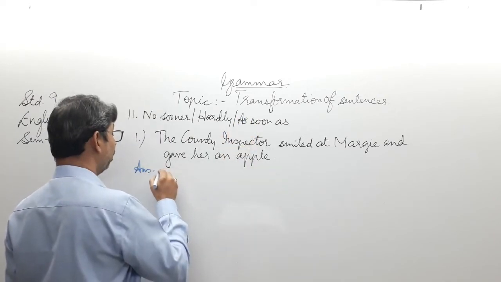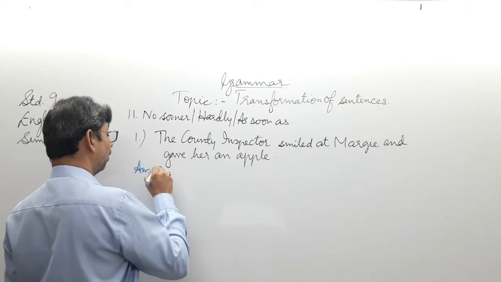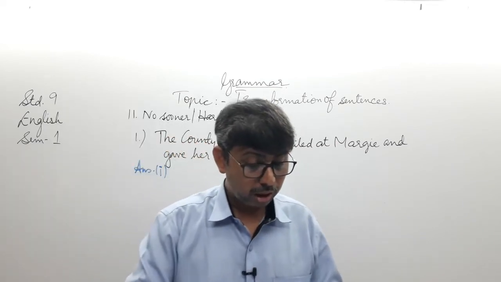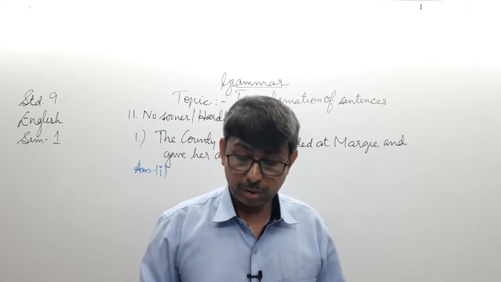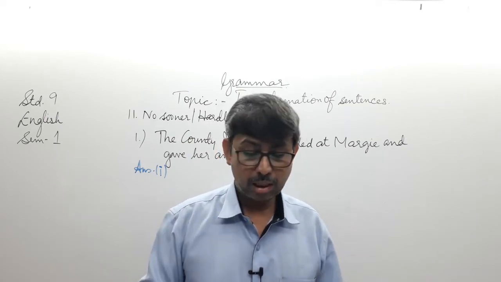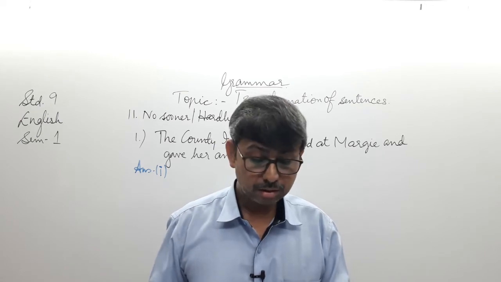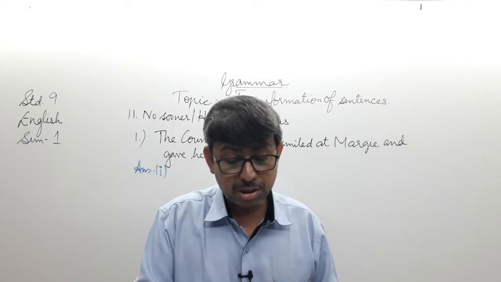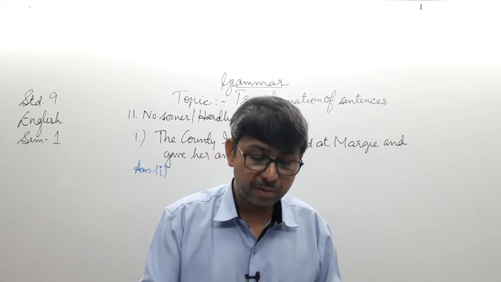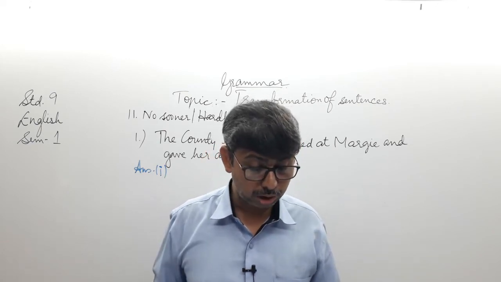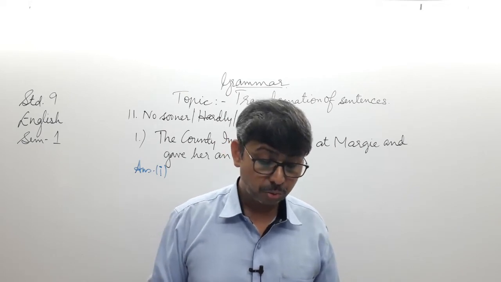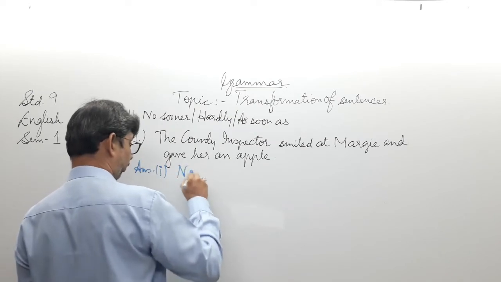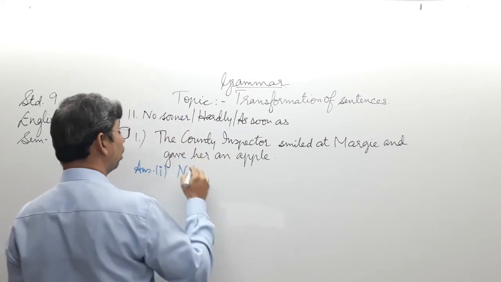So the first one we'll be writing with the word no sooner. Think about it. How are you going to write it? We'll be writing the words no sooner and then we'll be writing the answer. So, no sooner did the county inspector smile at Margie than he gave her an apple. Along with the words no sooner, we'll have to apply the word than as well. So no sooner than, we're using no sooner for this sentence.